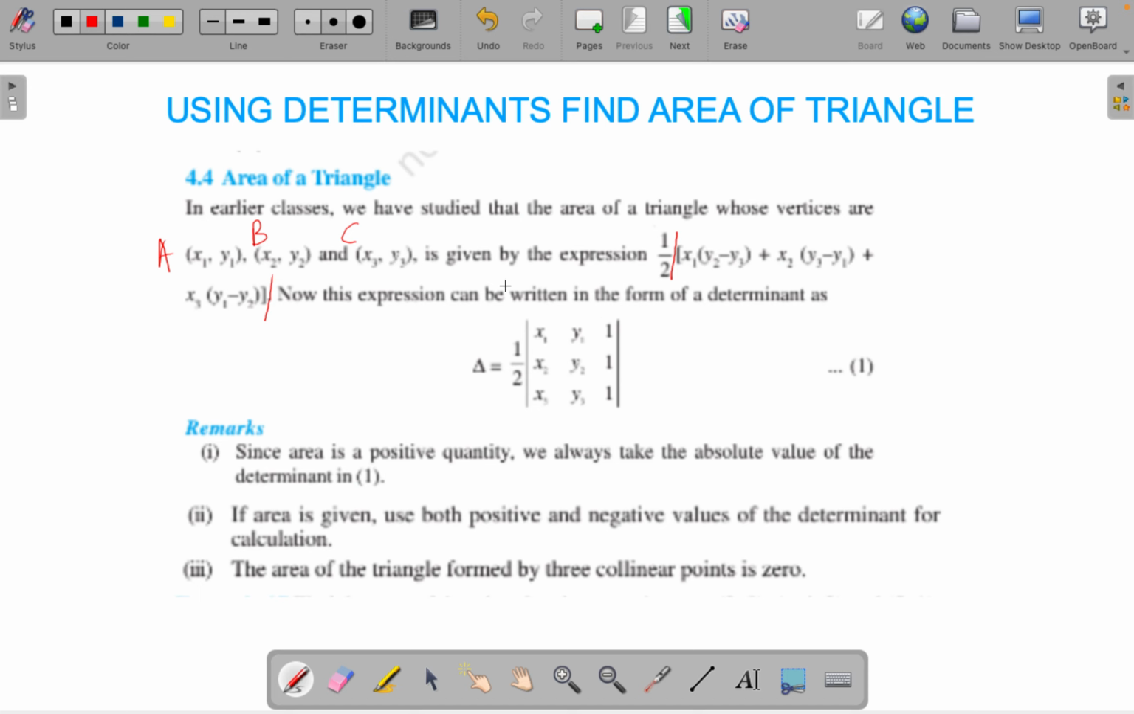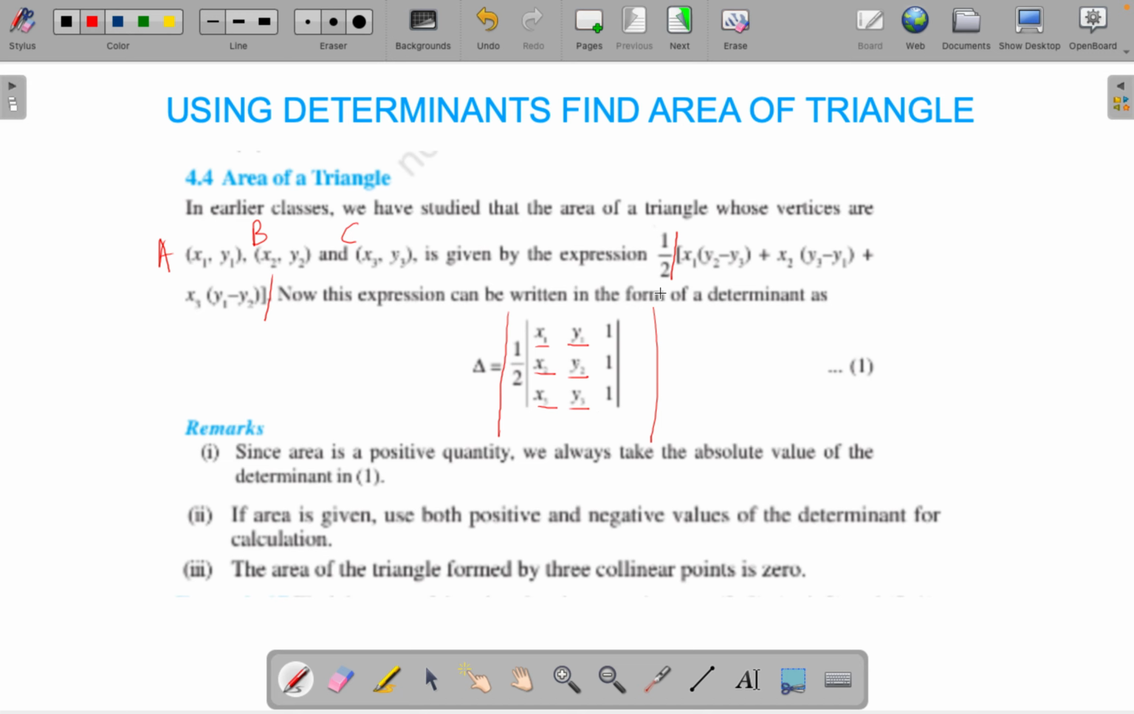Now this formula can be represented in the form of a determinant. How? The area of the triangle can be written as half, again in modulus, half mod of the determinant of x1 y1, this is the first vertex, x2 y2 the second vertex of the triangle, and x3 y3 the third vertex of the triangle, and the third column will be represented by 1 1 1.